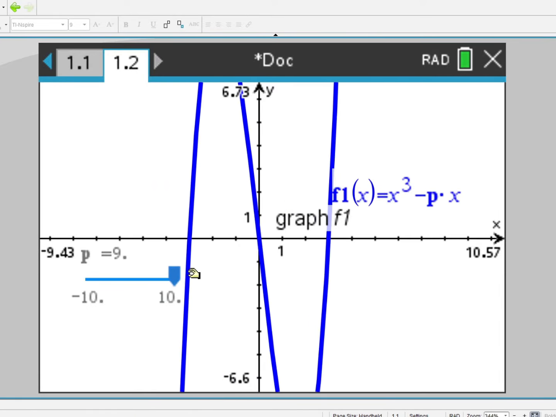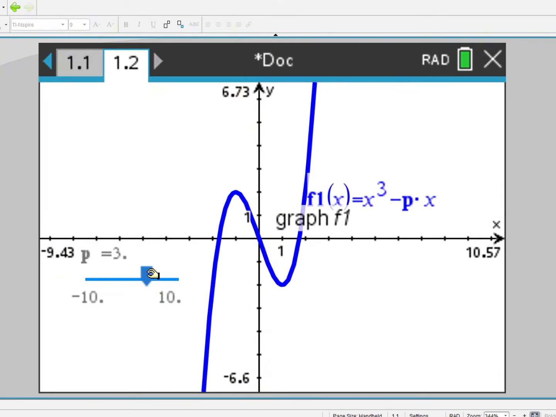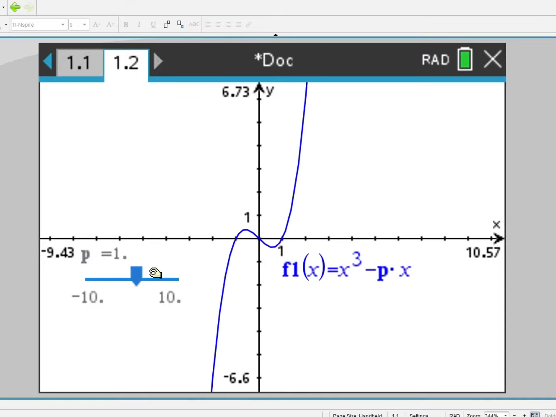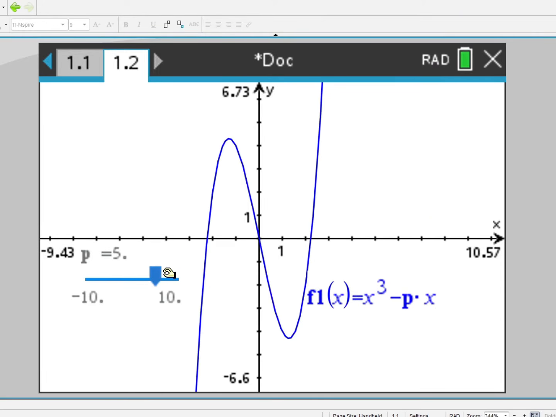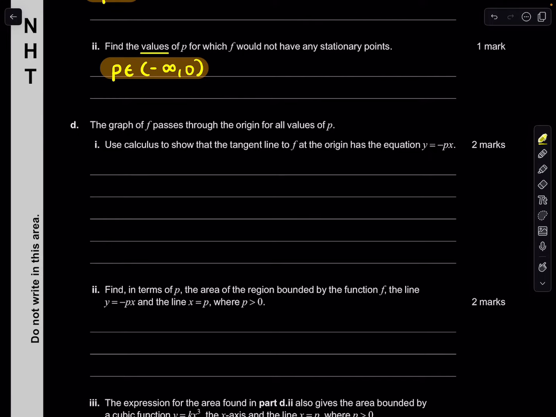As many values of p as you want to put, it's always going to pass through the origin. And what we want to basically do is find the tangent line, the equation of the tangent. It is a show question, so leave your CAS and let's do it by hand.